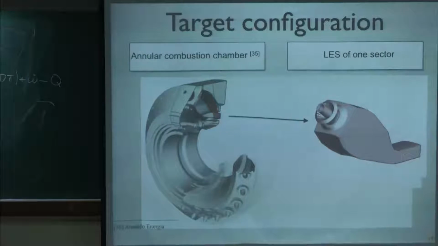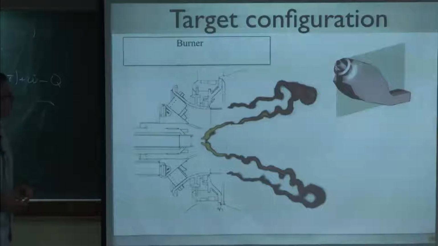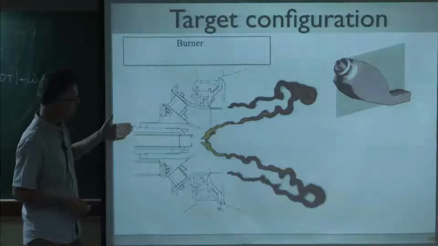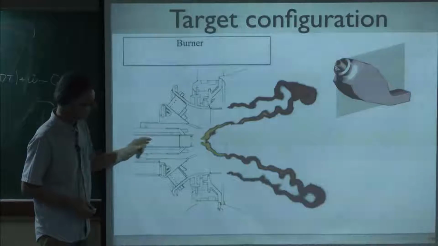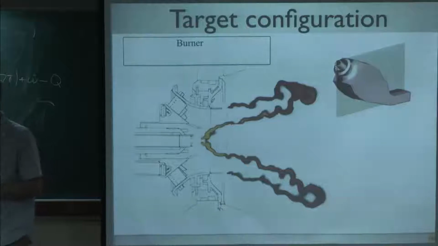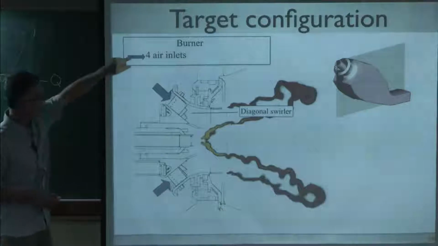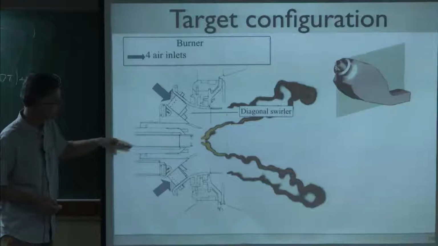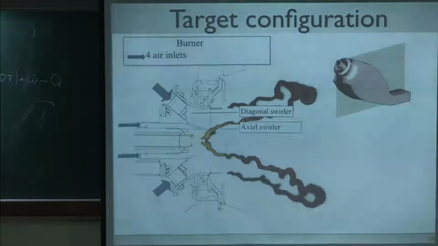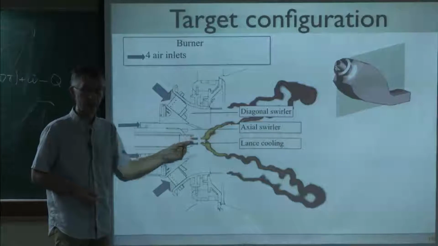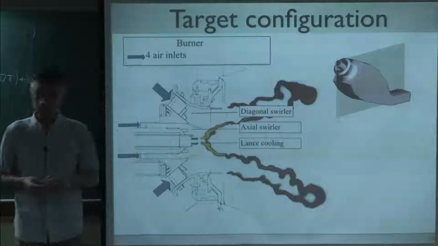And this system is a system where you inject air through what they call the diagonal swirler, and you also inject air through the axial swirler, and you inject fuel in many places. That's a problem for mixture fraction. So you have 4 air inlets, 2 here and 2 here, and you have cooling at the lens. That's an additional problem. You inject air here. It's not much, but it's there, and it plays a role on the flame.